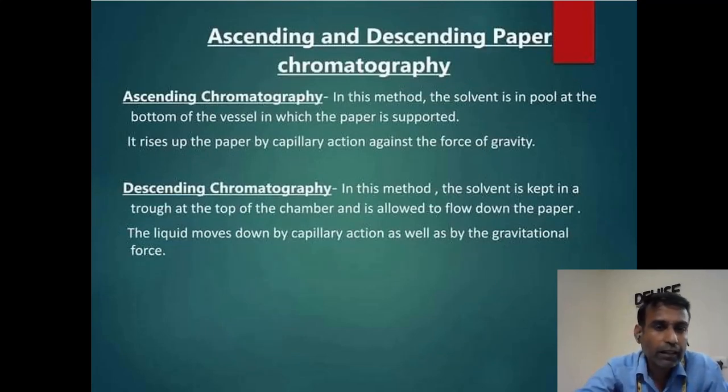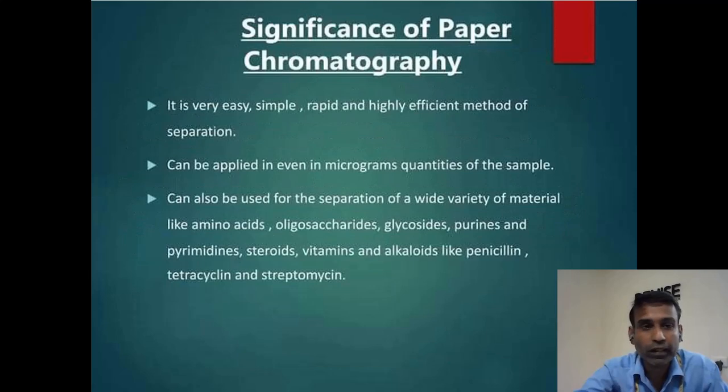It rises up the paper by capillary action against the force of gravity, so it is called ascending chromatography. Next is descending chromatography. In this method the solvent is kept in a trough at the top of the chamber and allowed to flow down the paper. The liquid moves down by capillary action as well as by gravitational force. Most industries prefer ascending chromatography. It is one of the easiest techniques to carry out food analysis.